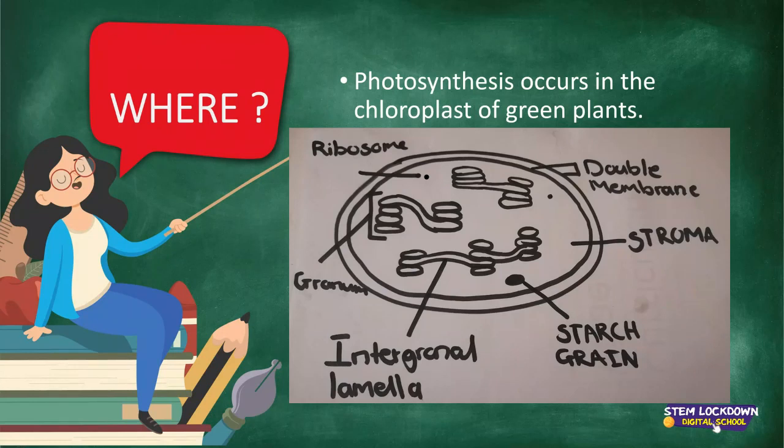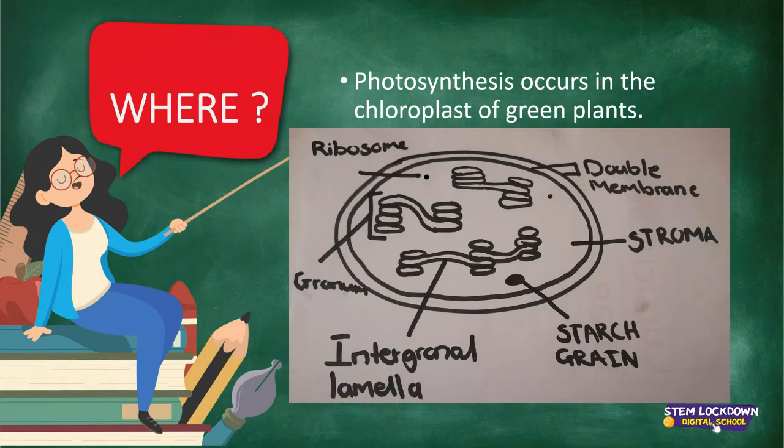Where does photosynthesis take place? Photosynthesis occurs in the chloroplast of green plants. Guys, we need our knowledge from grade 10. Remember when we were doing plant cells versus animal cells? One of the things that we would distinguish a plant cell from an animal cell was the chloroplast, because animals don't have chloroplast. Therefore, that is why animals do not photosynthesize.